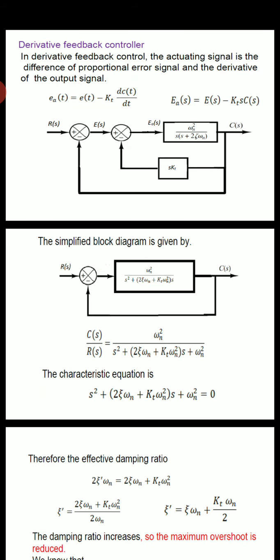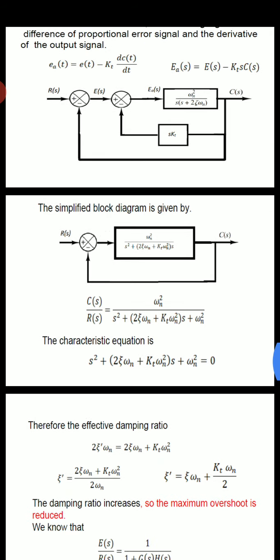After simplifying, you will get omega n square divided by s square plus (2 zeta omega n plus Kt omega n square) whole bracket s. Next is C(s) divided by R(s). Again it is a feedback loop. G(s) is now omega n square divided by s square plus open bracket 2 zeta omega n plus Kt omega n square close bracket into s. That is G(s). What is the value for H(s)? There is no value, so we should consider it as 1.